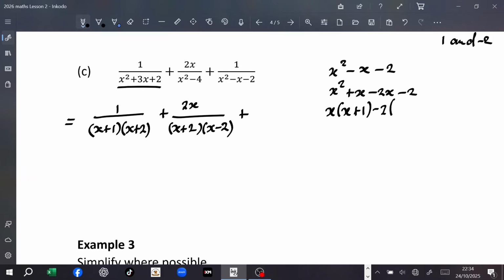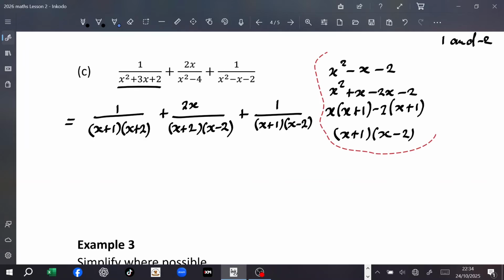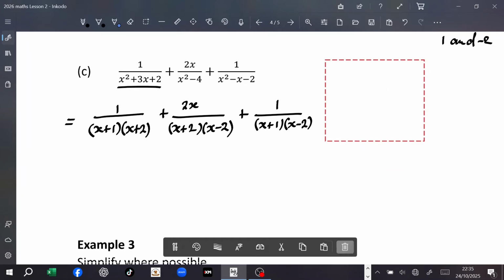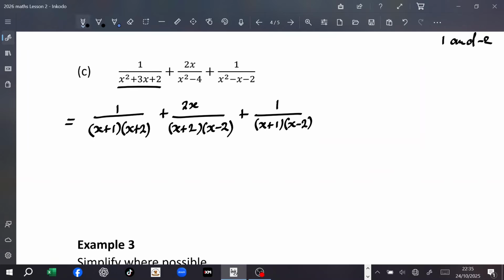Open brackets here will remain with x plus 1. So this one will be x plus 1, then x minus 2. So here we are having 1 over x plus 1 and x minus 2, like that. So now you have seen that's how we have simplified. Now from there we'll look at what is common.